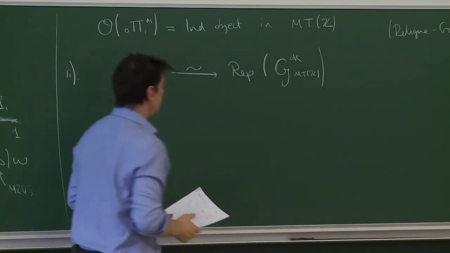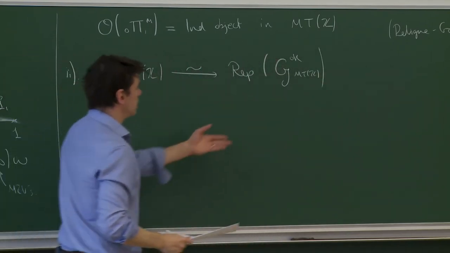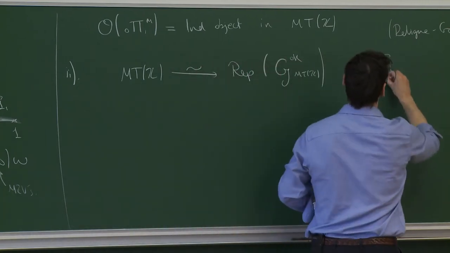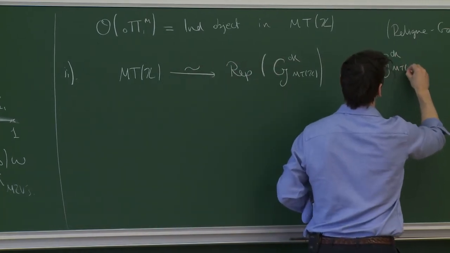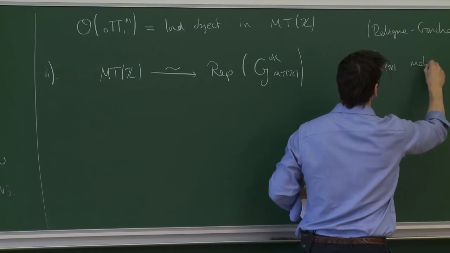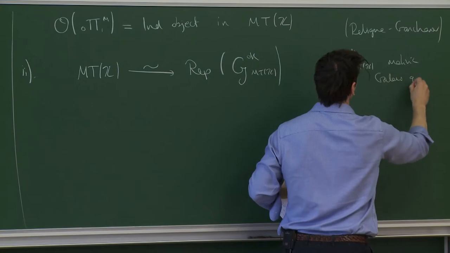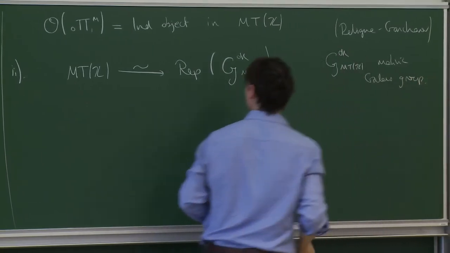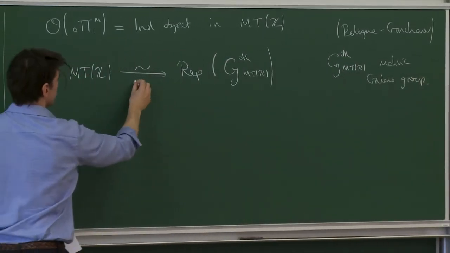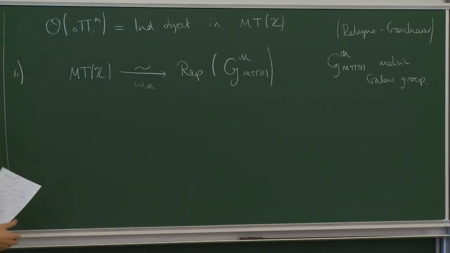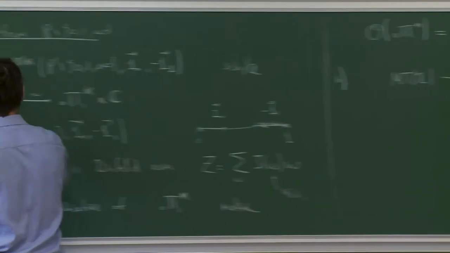So a mixed Tate motive is simply a vector space plus the action of a particular group, which is the motivic Galois group of this category. So it's the de Rham motivic Galois group of this category. And this functor is the de Rham realization functor. So what we're getting then is some schemes.